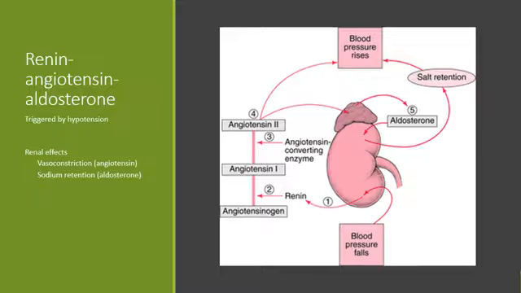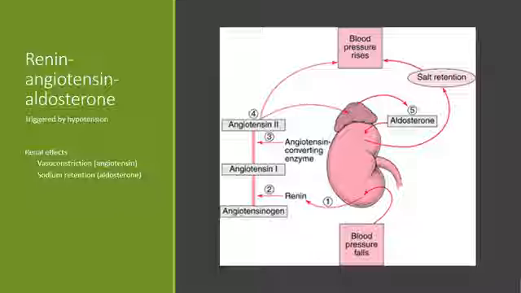Now, angiotensin 2 does two things. It acts primarily as a potent vasoconstrictor, which is inherently going to help resolve the hypotension by causing vasoconstriction. But it also does another thing. Angiotensin 2 also triggers the release of aldosterone from the adrenal glands.